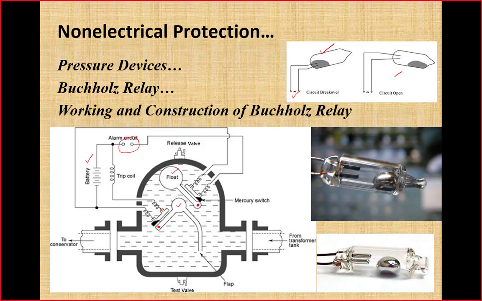And here the other switch is used to close the path for the tripping coil of the circuit breaker. So it means once this switch is closed, it will activate an alarm, and once this switch is closed, it will initiate the tripping of the circuit breaker. So the circuit breaker will trip. Now this lower float also has a flap connected to it.